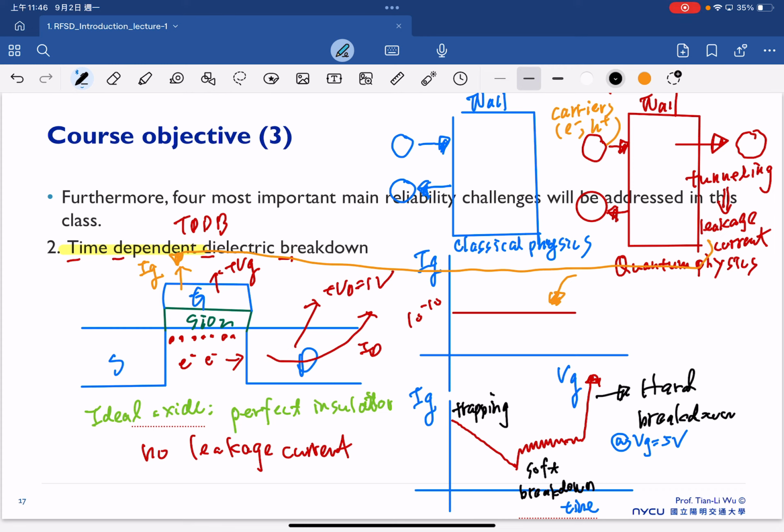Okay, so generally that's the three phases of our TDDB phenomenon. For sure, if you have a different dielectric thickness, you will see different characteristics, but in most cases, we will face these issues.